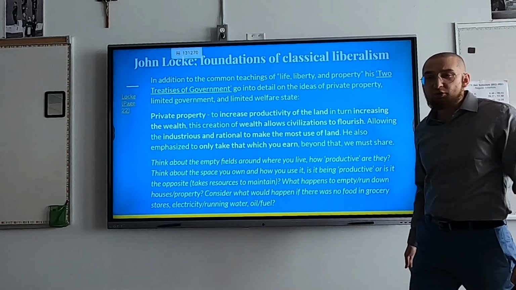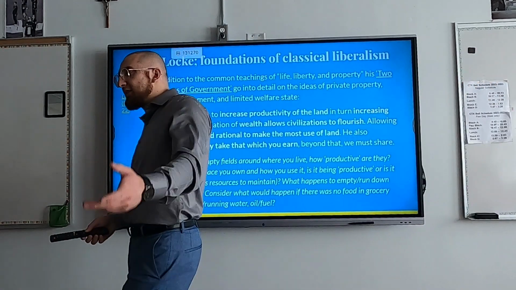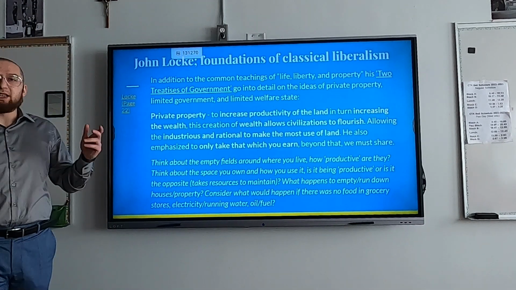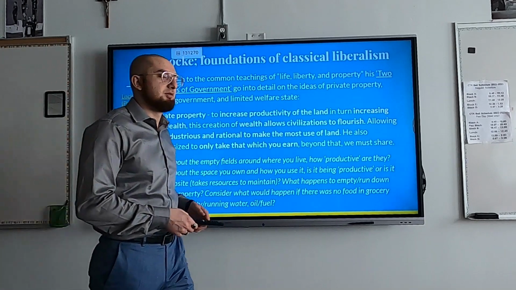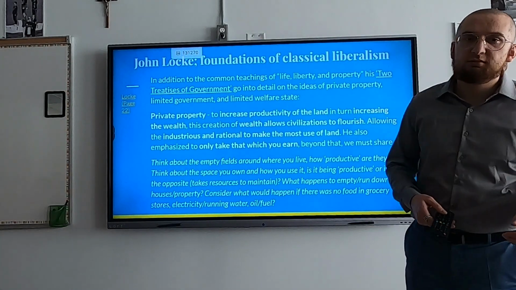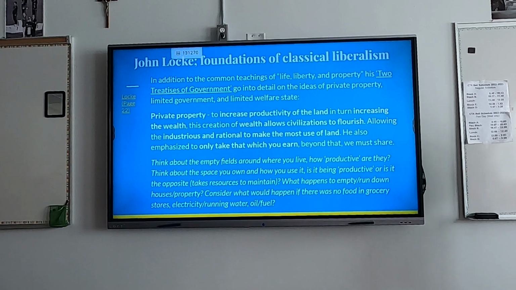Right? When you have money, you can build roads, you can build rec centers, you can do nice things. When you don't have money, you can't do any of that. So it'd be better for a country, for a nation, to be productive.